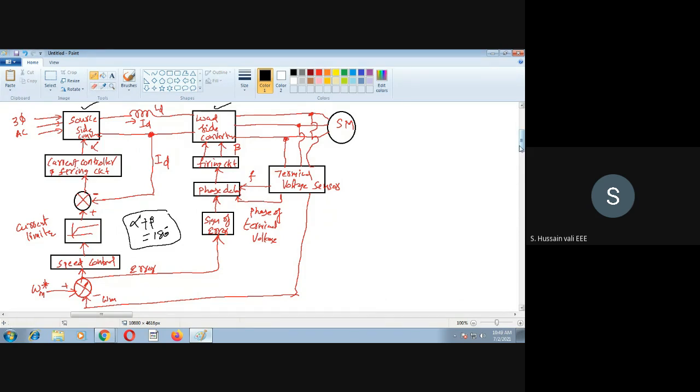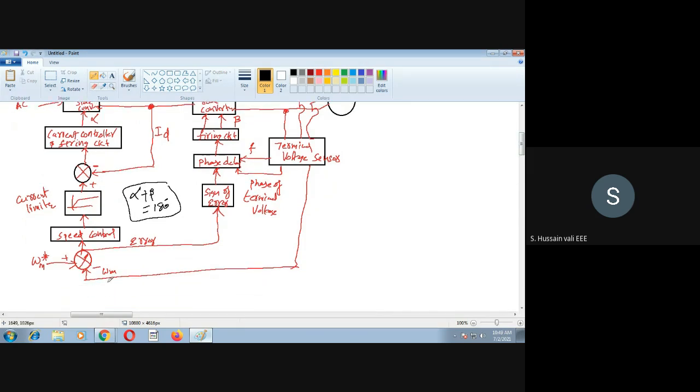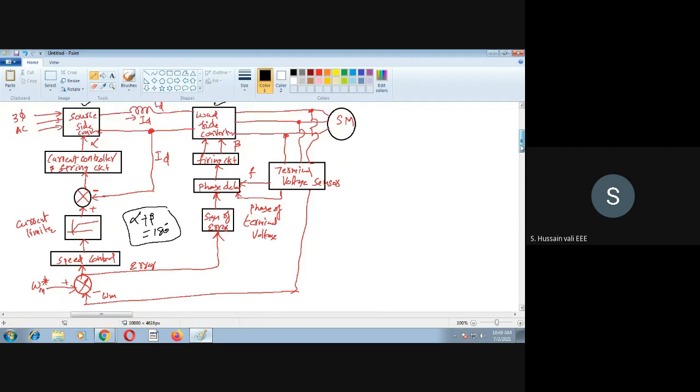Now another feedback is the speed of the motor. Either you can sense it from here, or you can sense it there. This is an option: directly use a tachometer. Otherwise you can do one thing: from this terminal voltage sensing, you know the frequency.